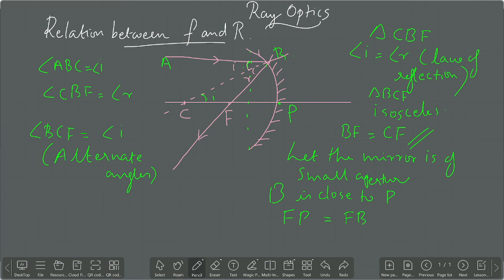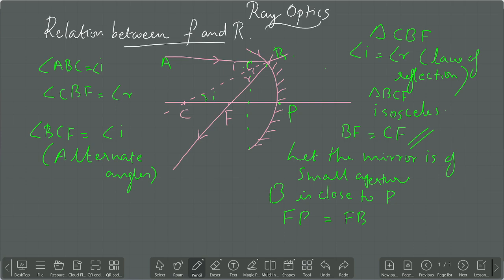What I wrote is correct. Check. This FP will be there when B is very much close to P. That means B is almost near to P. You can very well write this FP result. No, this FP will be almost equal to FB. Am I correct? This is the only approximation we are using here.